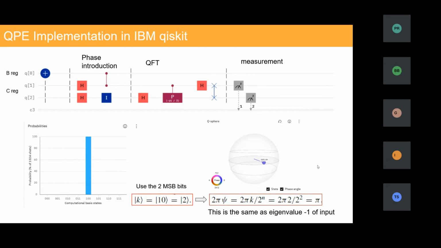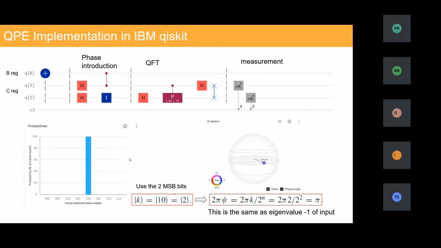Now what do we mean by using these 2 bits? If at all I use more than 2 bits in my C register, I'll be now getting a better opportunity for me to measure the phase with a higher resolution.